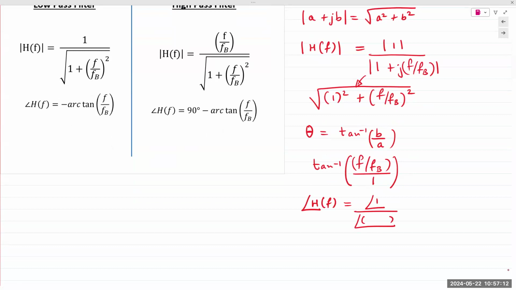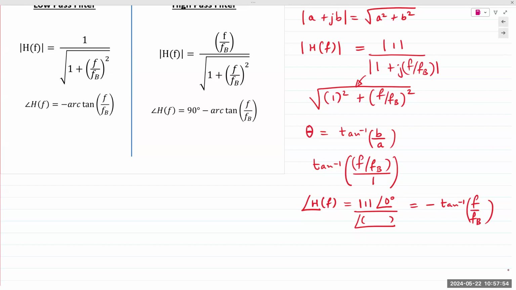The phase angle of 1 is basically, so this is the magnitude of 1. And the phase angle would be 0, right? But because it's a division, it becomes 0 minus the phase angle of the denominator. And hence, you obtain minus tan inverse of f over fb. Minus arctan f over fb. That's where it comes from.